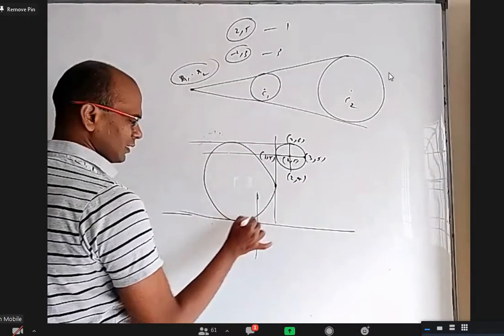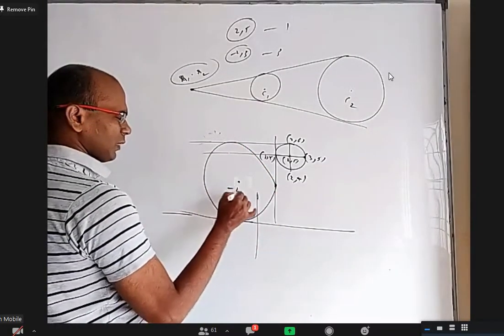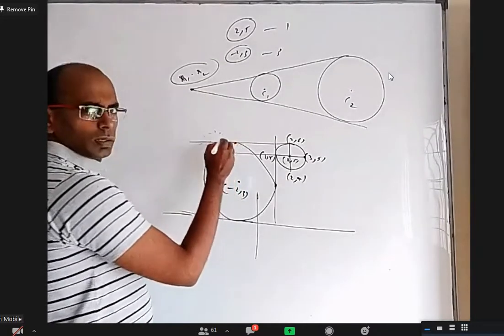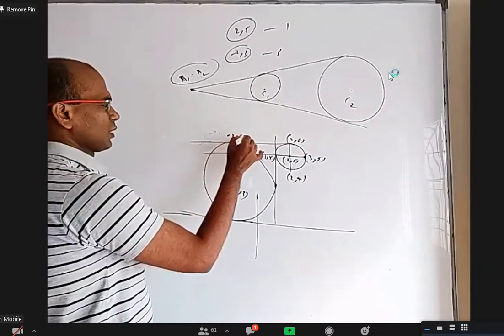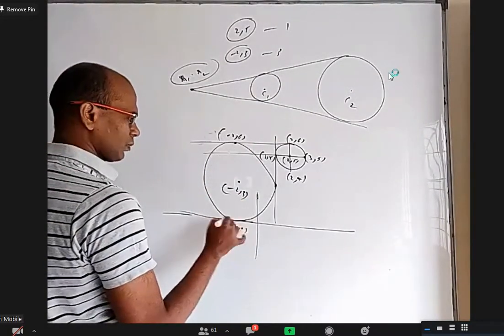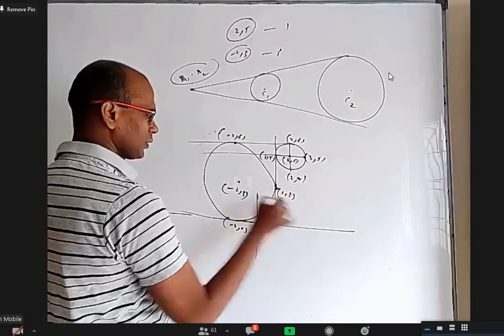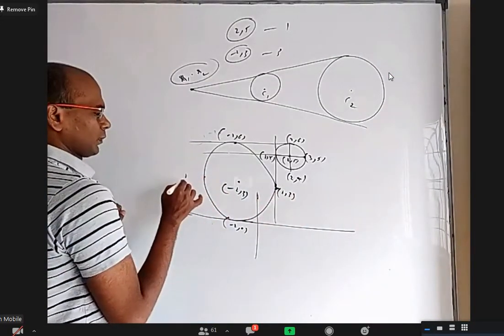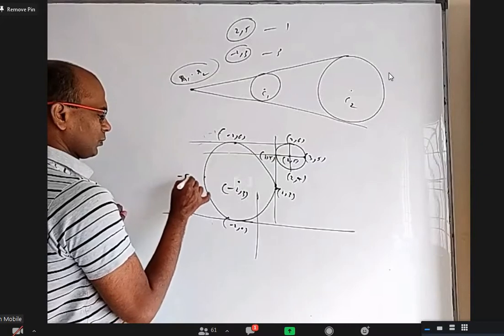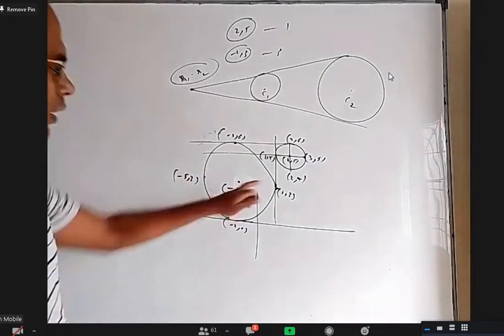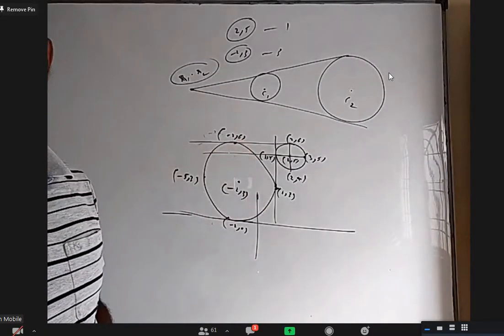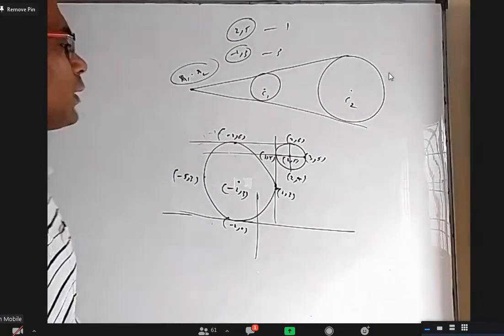Okay, the other circle is like this. This is (-2, 3). This is (-2, 6), (-2, 0). This is (1, 3). This is (-5, 3). It is not important to identify these points, but purposely I wanted to show you something.